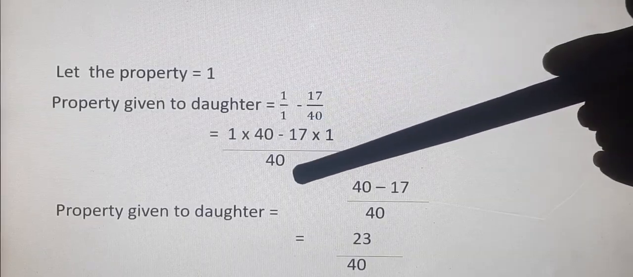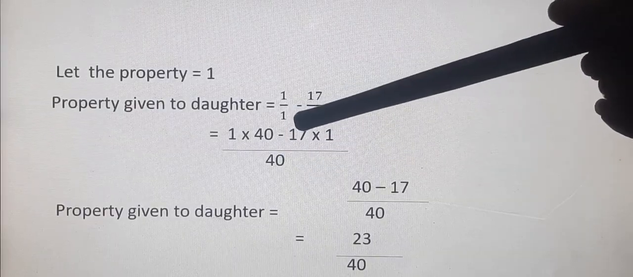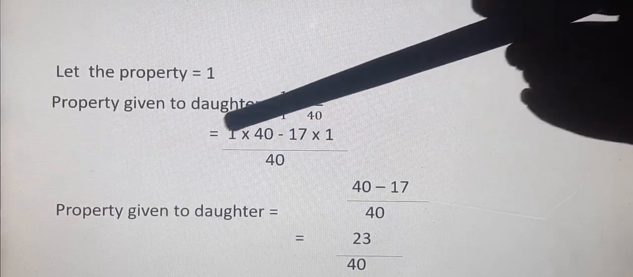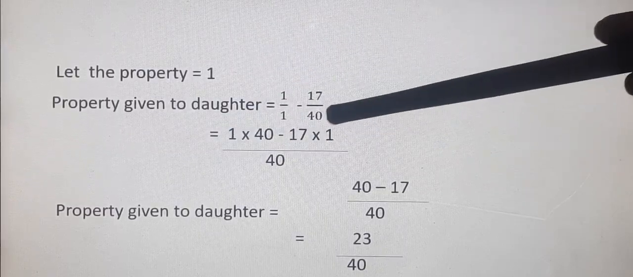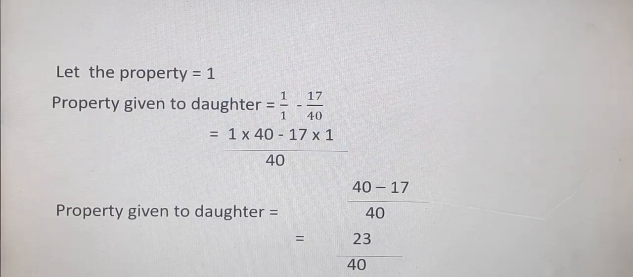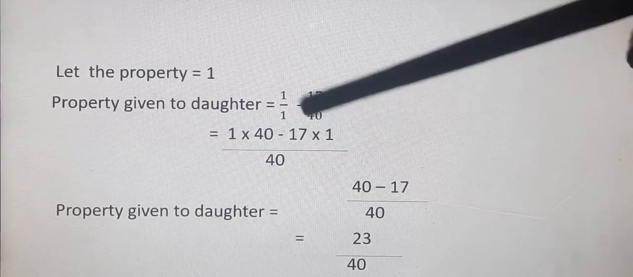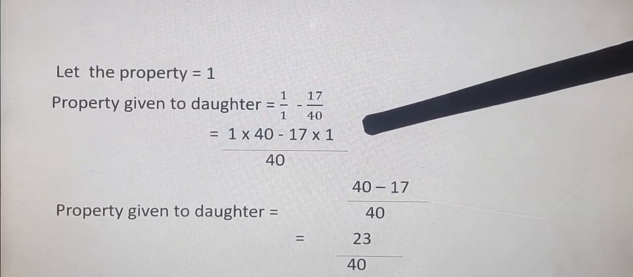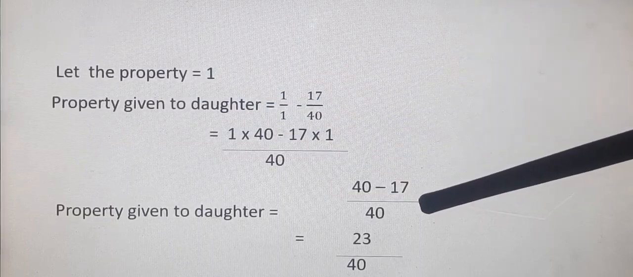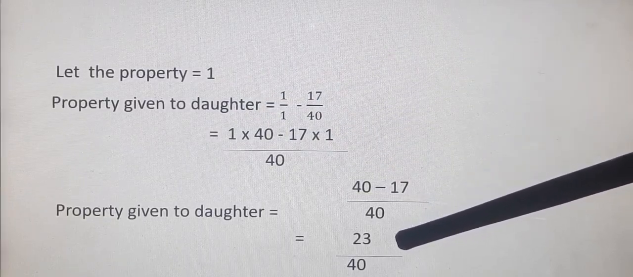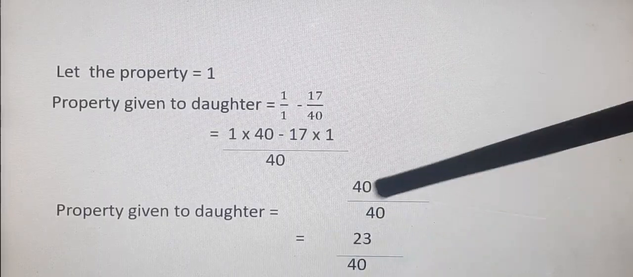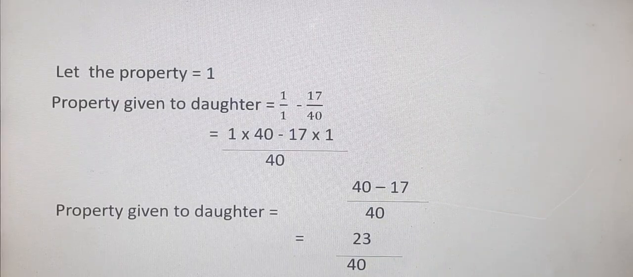LCM of 1 and 40 is 40. So when 40 divided by 1 will give quotient 40. 40 multiply by 1 minus 40 divide 40 will give quotient 1. 1 multiply by numerator, that is 17. So 40 minus 17 upon 40, it will become 23/40. This much property that man has given to his daughter.